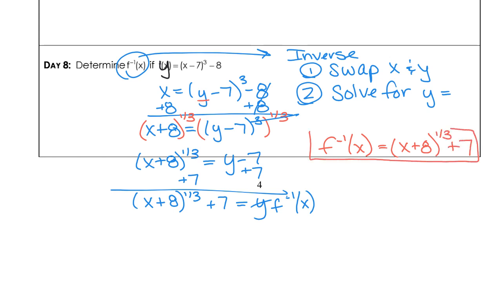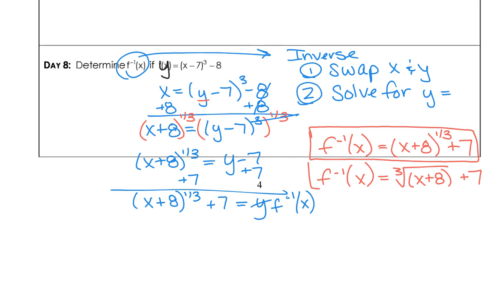And there's our inverse. All right, this could also be written as, instead of raised to the 1/3, 1/3 is the same thing as a cube root, right? The 3 goes in the crook of the radical, on the bottom, of x plus 8 underneath here, and then plus 7. So that is the exact same answer. Either one of these answers is fine.